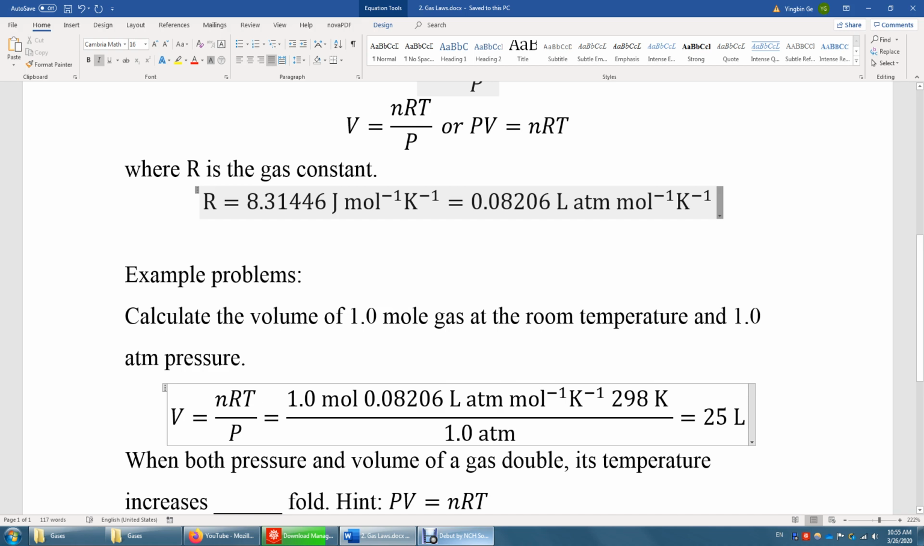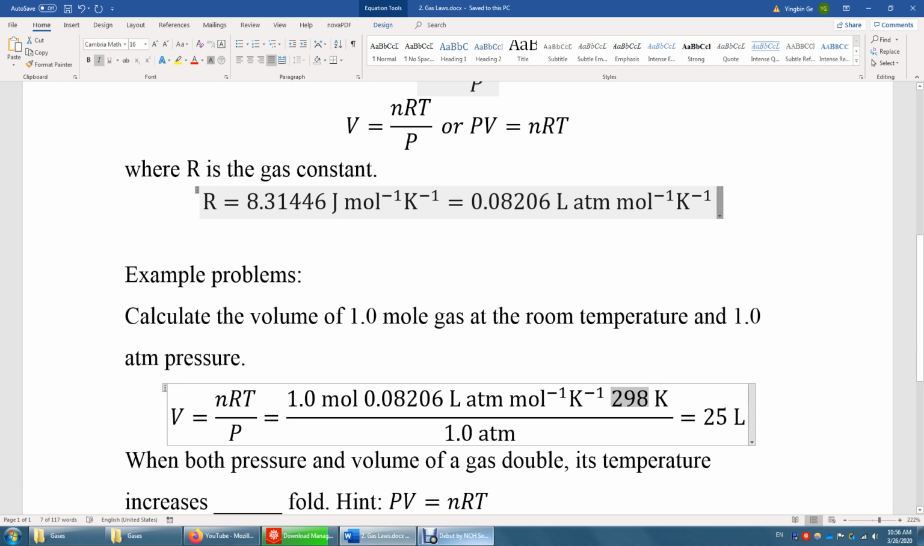Therefore, we're using this 1.0 mole times 0.08206 liter ATM per mole per Kelvin times not 25 degrees Celsius but 298 Kelvin divided by 1.0 ATM, so that this ATM and this ATM cancel, the moles cancel, mole and mole to the power of -1 cancel, Kelvin to the power of -1 and Kelvin cancel. The only unit left is liter here. Now we just need to do numerical calculations. This number multiplied by this number, you get 25. So the result is 25 liters.